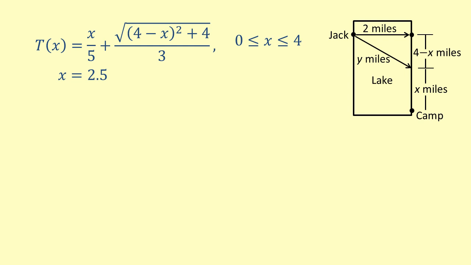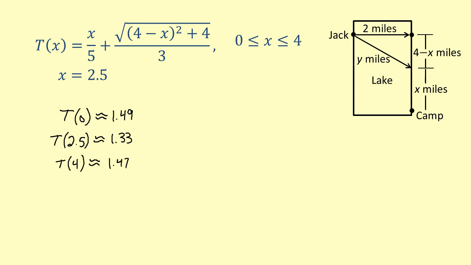Now we have to test the endpoints and the critical point in t of x to determine which value results in the smallest value. If we substitute 0 for x, we get t is approximately equal to 1.49. If we substitute the critical point, 2.5, for x, we get t is approximately equal to 1.33. And if we substitute the other endpoint, 4, for x, we get t is approximately equal to 1.47. So, we know that the critical point minimizes t.